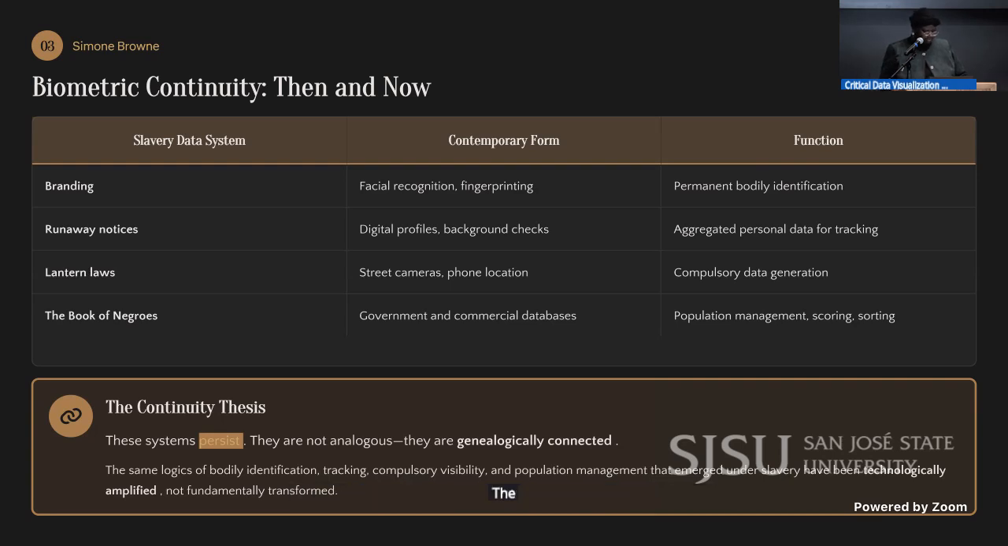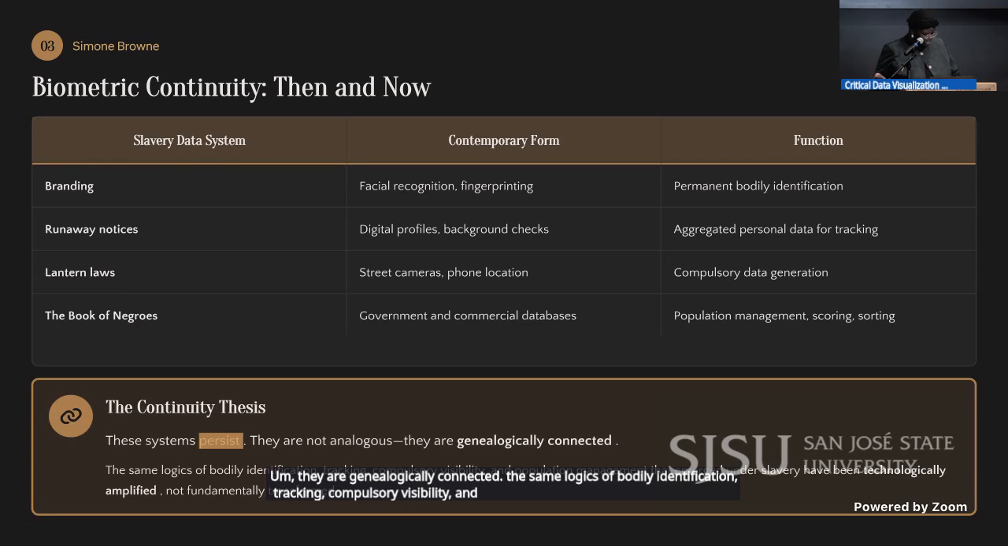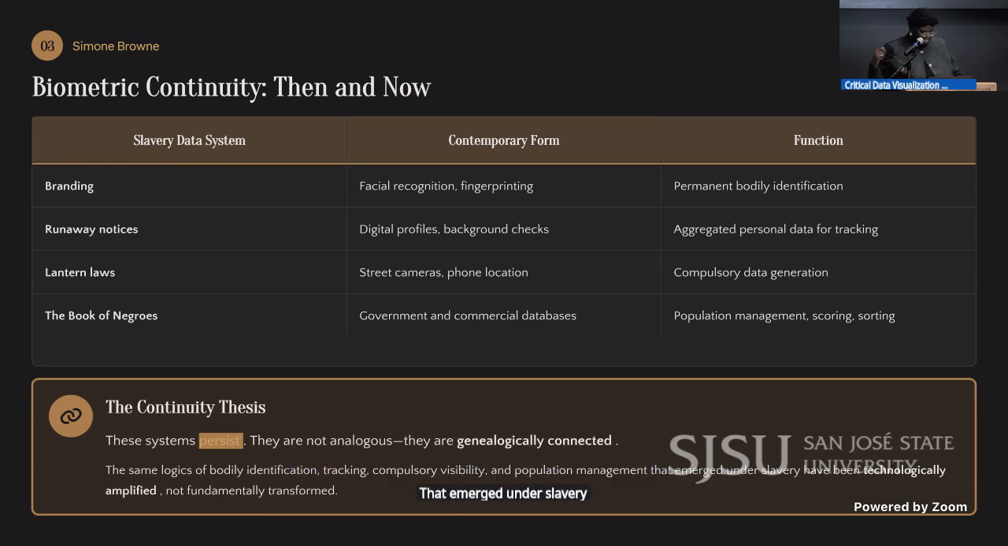The contemporary forms of these things could look like facial recognition and fingerprinting for branding. Runaway notices in the contemporary are digital profiles and background checks. Lantern laws, street cameras, phone location. The Book of Negroes, government and commercial databases. These systems persist. They are not an analogy. They are genealogically connected. The same logics of bodily identification, tracking, compulsory visibility, and population management that emerged under slavery have been technologically amplified, not fundamentally transformed.